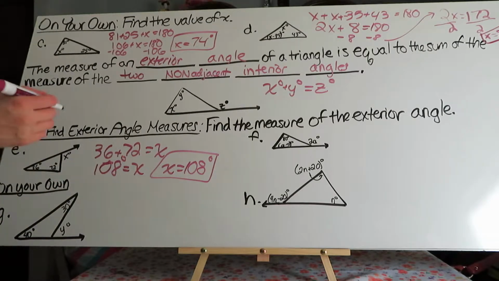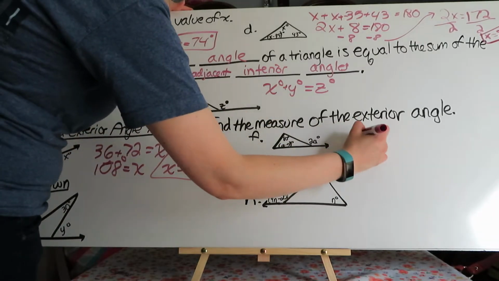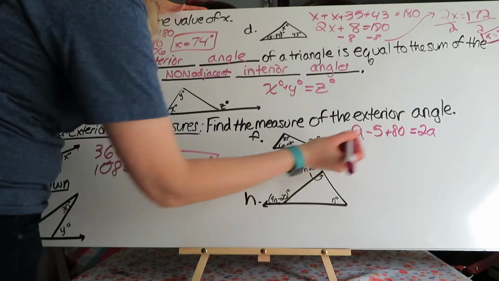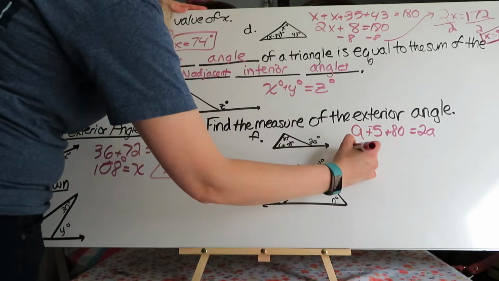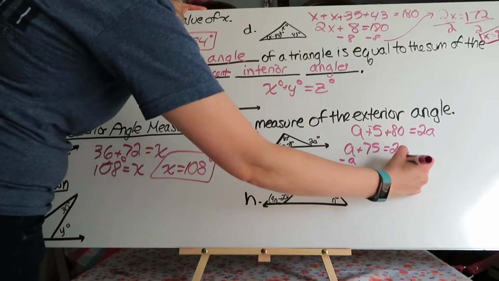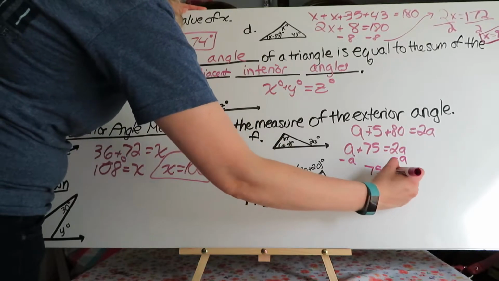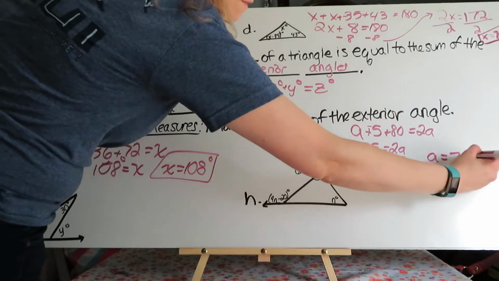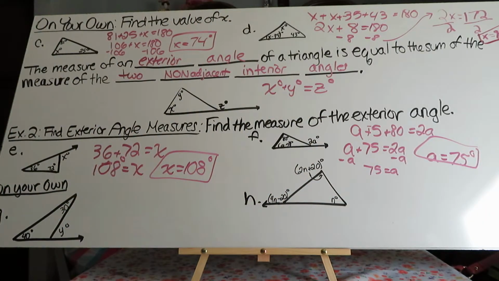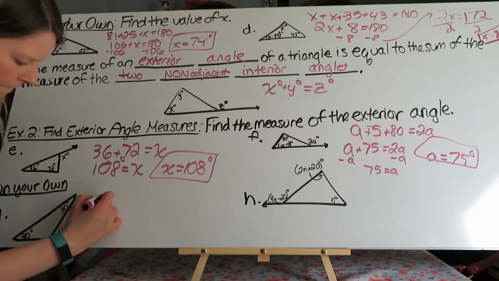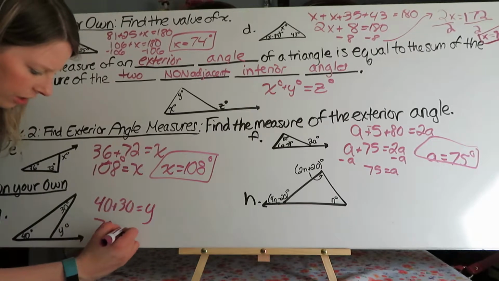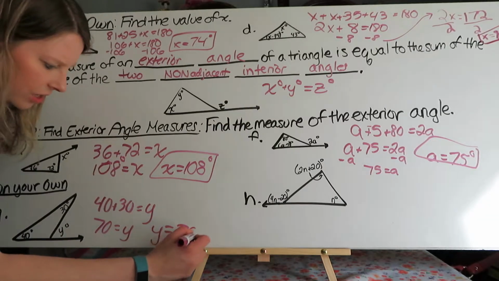All right, letter F. We have A minus 5 plus 80 equals 2A. I'm going to add the opposite, so I know that's negative 5. A plus 75 equals 2A. Subtract A from both sides. I got 75 equals A. So A is 75 degrees. Perfect. All right, on your own, let's try that. 40 plus 30 equals Y. 70 equals Y, so Y equals 70 degrees.